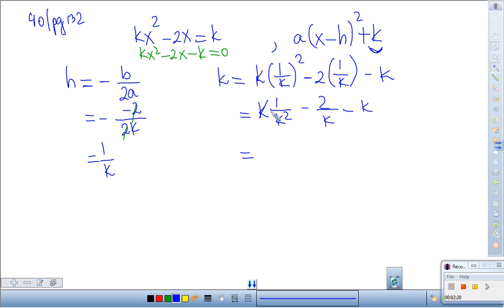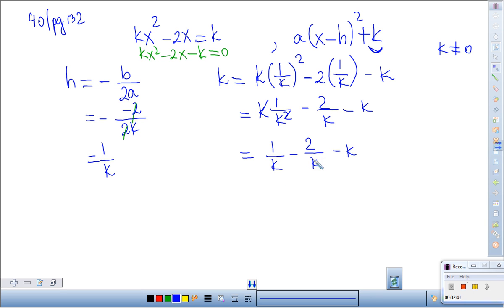We can reduce the k's. Now, if you do remember from unit 1, we can reduce the variable as long as it is not equal to 0. So we can even state our restriction right away. k must not be equal to 0. So we're left with 1 over k minus 2 over k minus k.